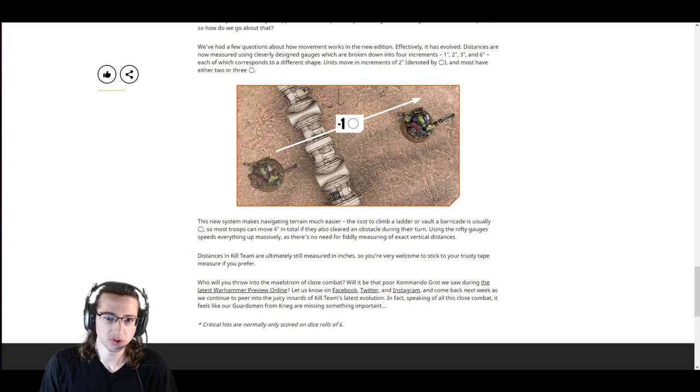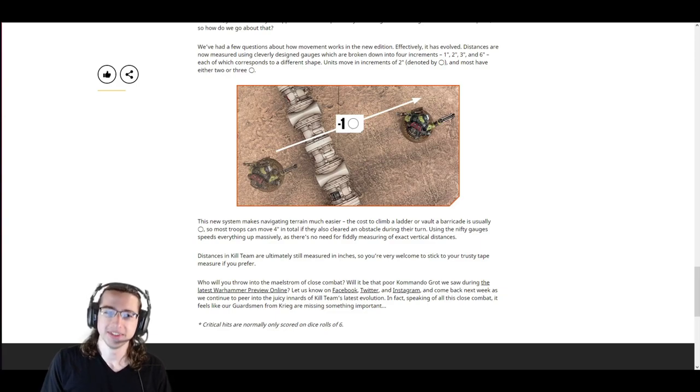So that's a quality of life feature. So no longer are you measuring how tall is this ladder. If it's 5 inches, okay, that's the entire movement for a Terminator. It seems like any vertical distance, because they're talking about climbing ladders and stuff. So it's going to be just a circle to climb a ladder. I like this a lot. Terminators are going to be able to scale ladders and not have to pay a massive cost, at least in terms of their movement. They're not going to have to spend their entire movement just climbing up the ladder and not being able to really do anything else. You get what I mean.